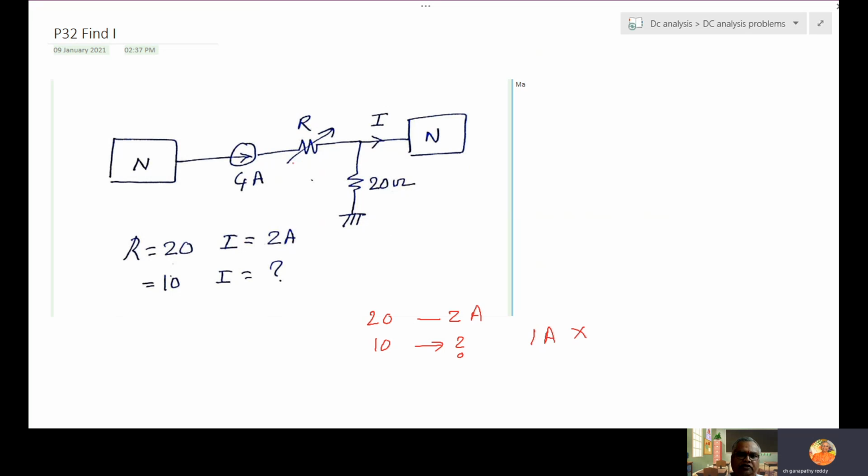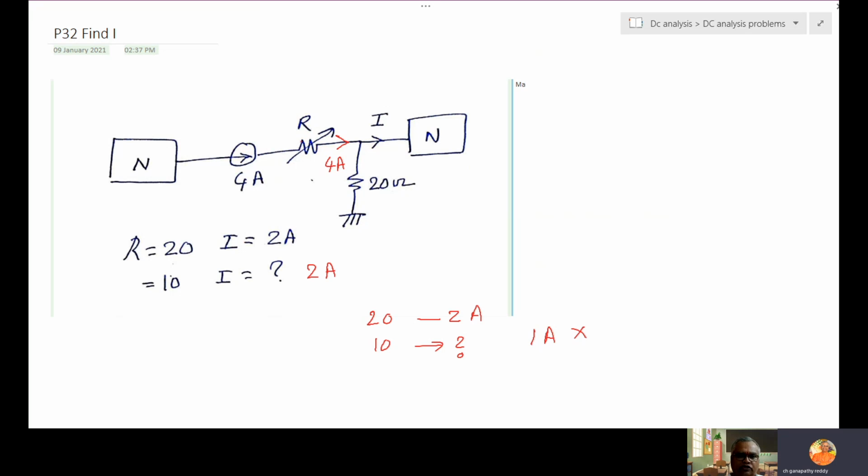See, independent of the resistor, what is the current in this branch always? 4 amps. Right? The branch contains a current source. Branch current is decided only by the value of the current source, independent of the resistor and independent of the voltage source. So when the incoming current is 4 amps always, the branch current also remains the same. So what is the I? Same.